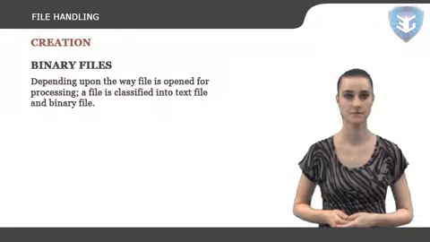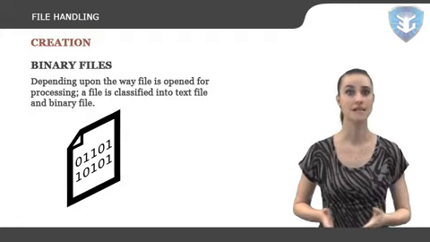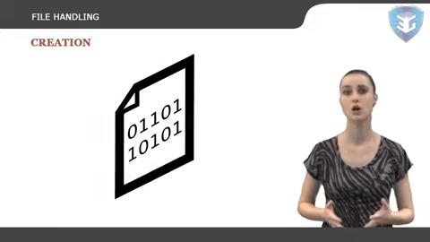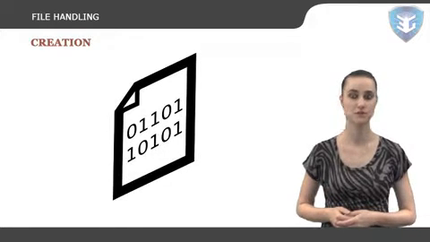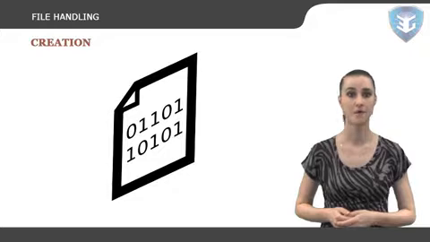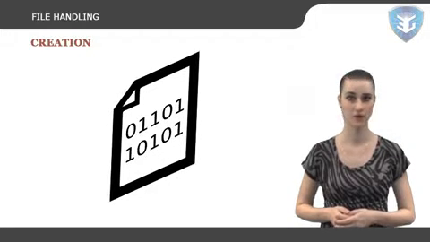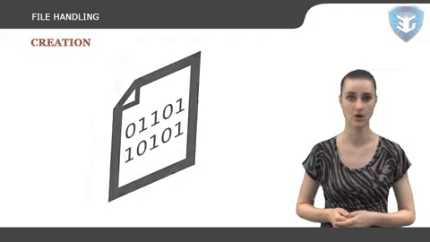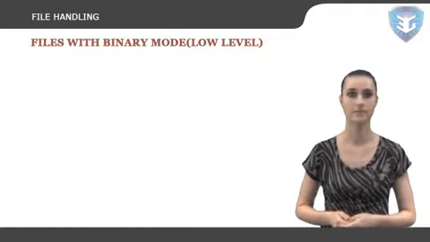Binary files. Depending upon the way a file is open for processing, a file is classified into text file and binary file. If a large amount of numerical data is to be stored, text mode will be insufficient. In such case, binary file is used. Working of binary files is similar to text files with few differences in opening modes, reading from file and writing to file. Now let's talk about files with binary mode.